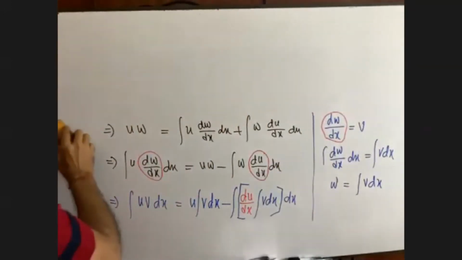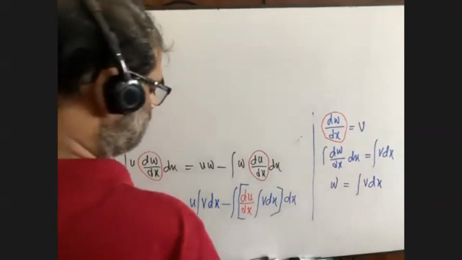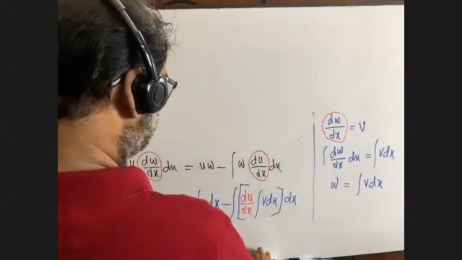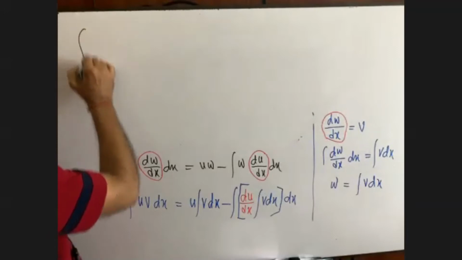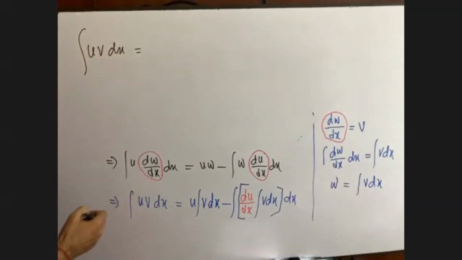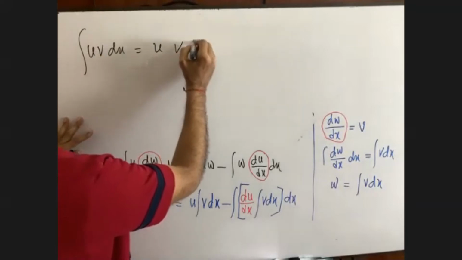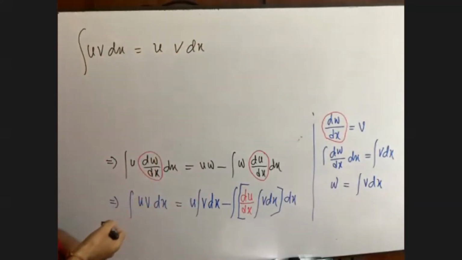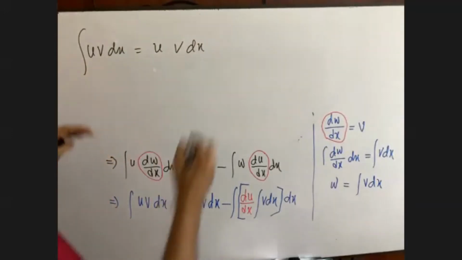Now, how will you remember this formula? Please see again how you will remember it. Write down: suppose this is ∫uv dx. So I am going to write down ∫uv dx, and then minus.